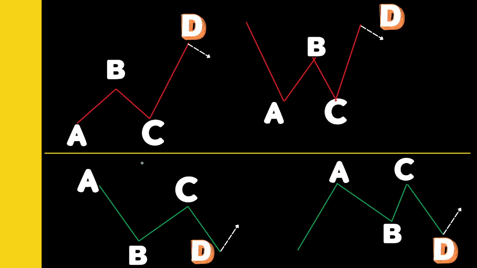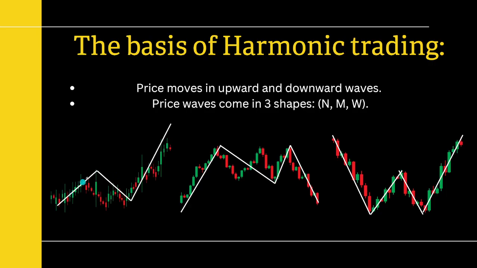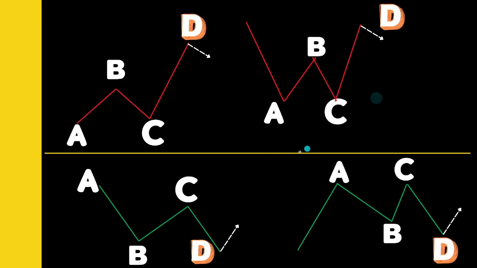So this is how harmonic patterns work. Basically all you need to know are the three letters and three shapes that we talked about: the N, the M, and the W. And each one of these, as soon as you identify a shape, it means that something is about to happen, and this is what happens. So let's cover this quickly.